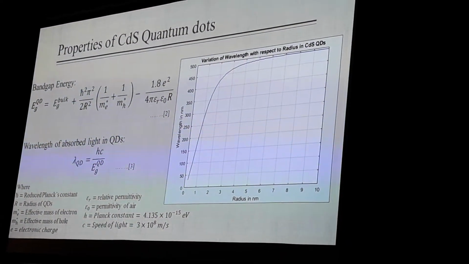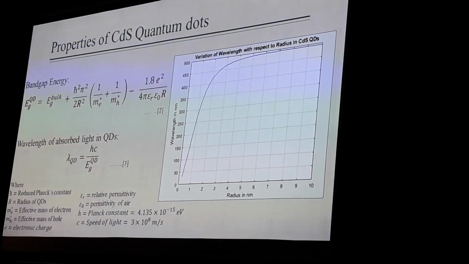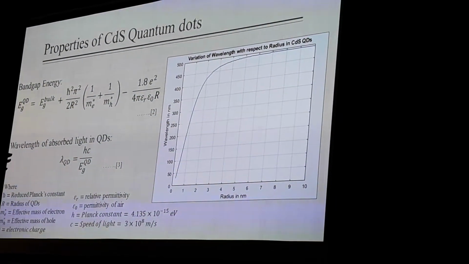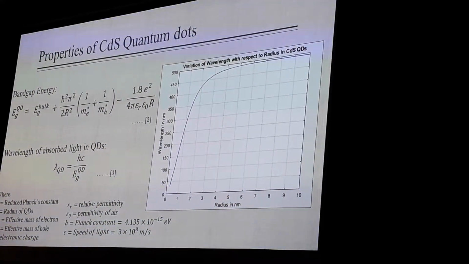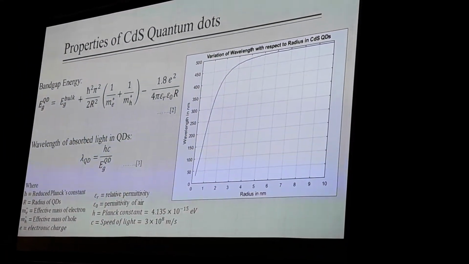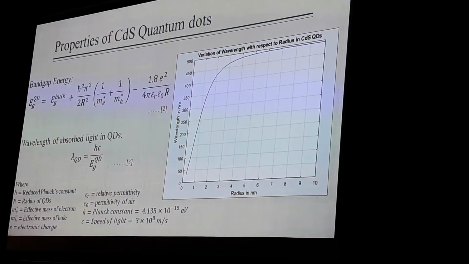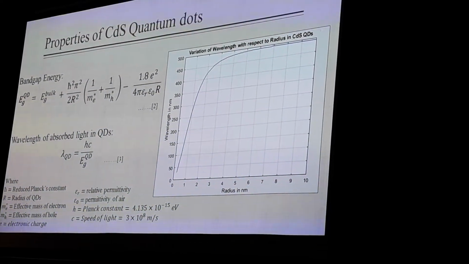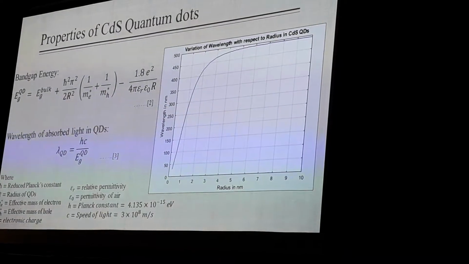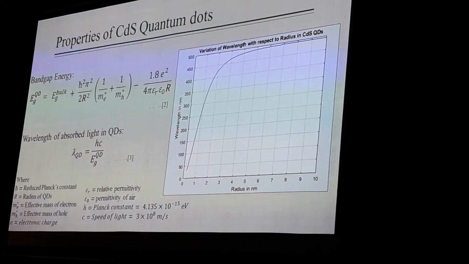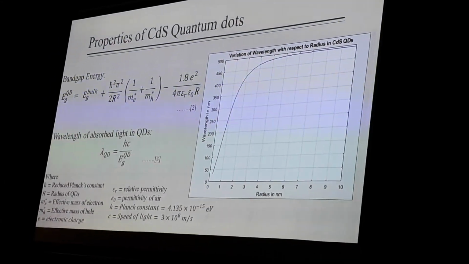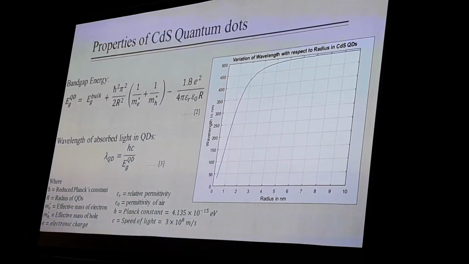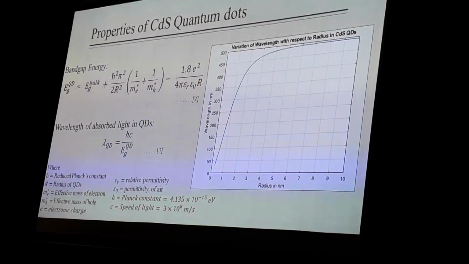First of all, I simulated the properties of quantum dots. As shown in this first equation, if we change the radius of the quantum dot, its band gap energy can be tuned. And as shown in the second equation, the wavelength of absorbed light can be tuned by changing the band gap energy. So with the help of these two equations, I derived the relation for quantum dots of different sizes, and I obtained the wavelength of absorbed light.